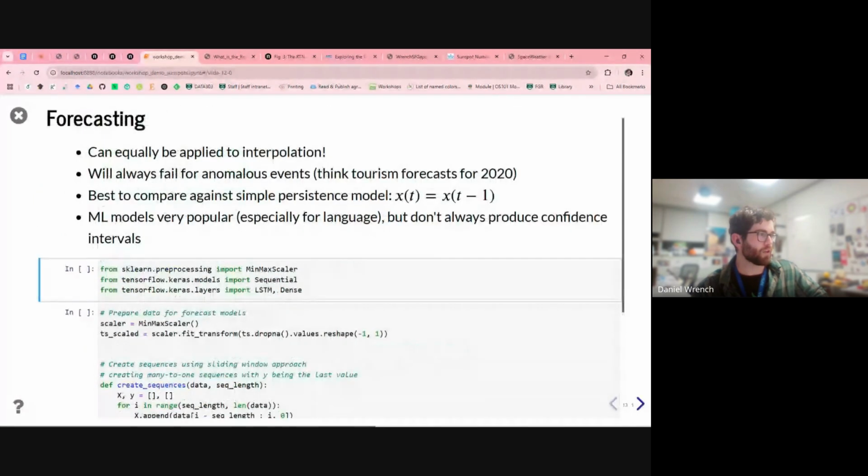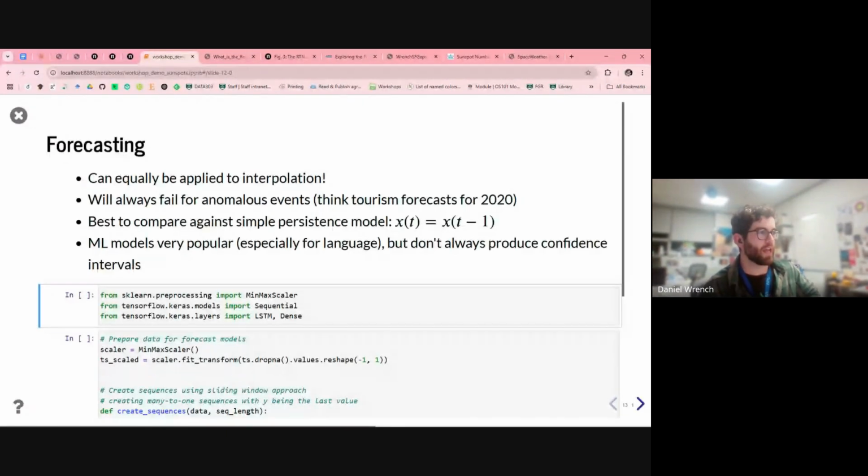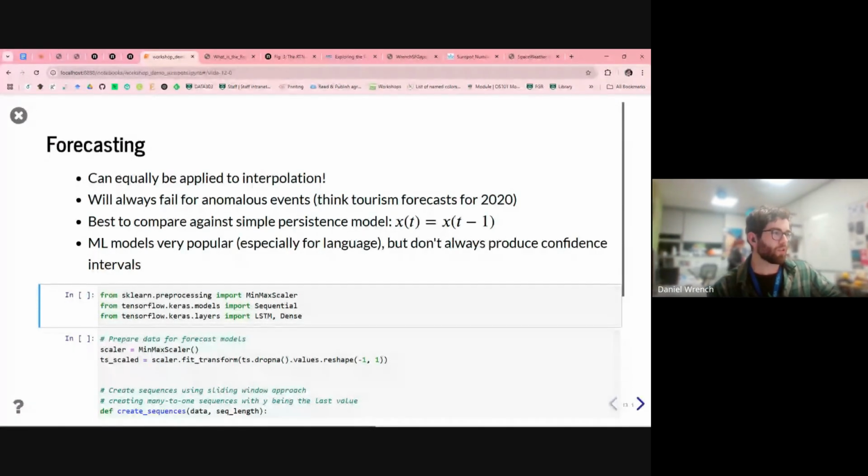Machine learning is also quite a popular method, especially for language and transformers, as I'll mention at the end, but they don't always include these confidence intervals. So that is an important caveat there.